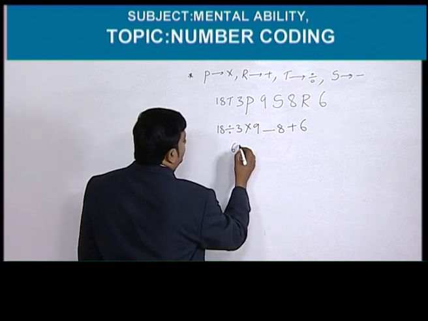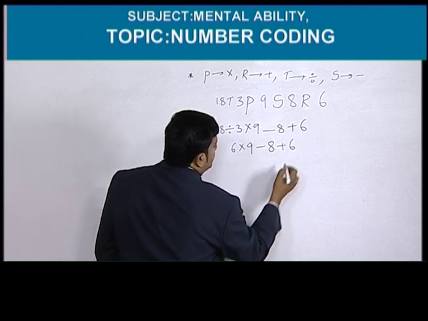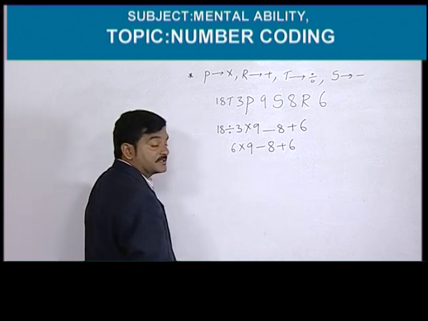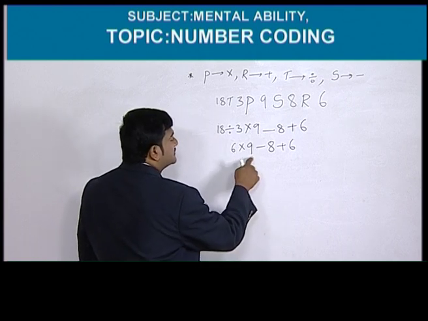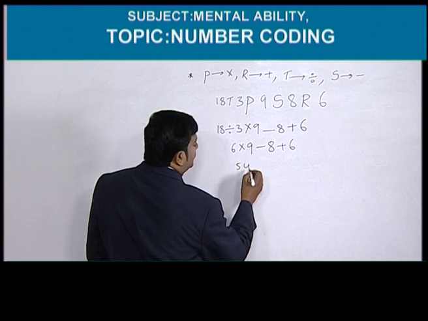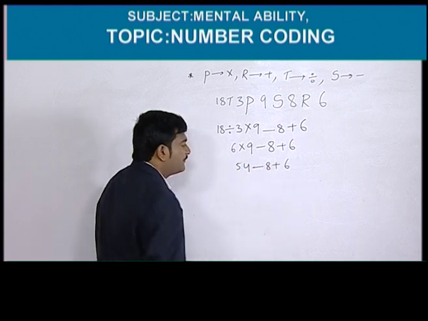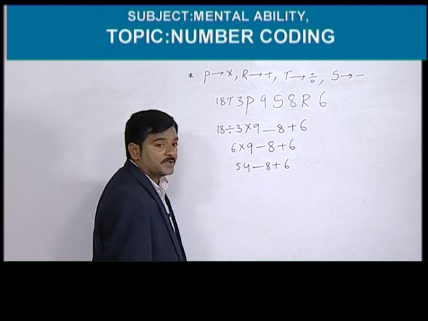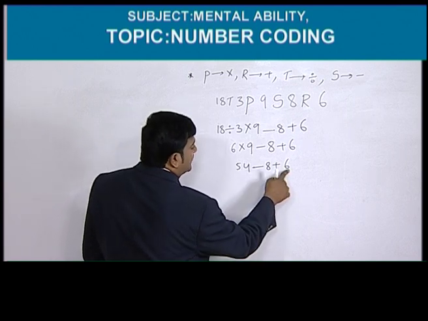Division part is finished. 6 into 9 minus 8 plus 6. Now into is there, minus is there, plus is there. First you have to do the multiplication. What will we get? 6 nines. 6 nines how much here? 54. 54 minus 8 plus 6. Okay, so now plus is there, minus is there. First you have to do the addition, then subtraction. 54 plus 6.